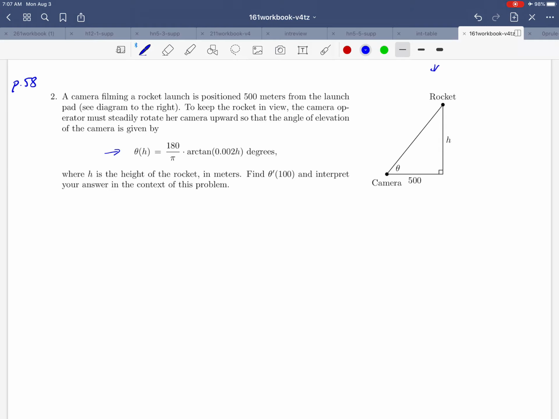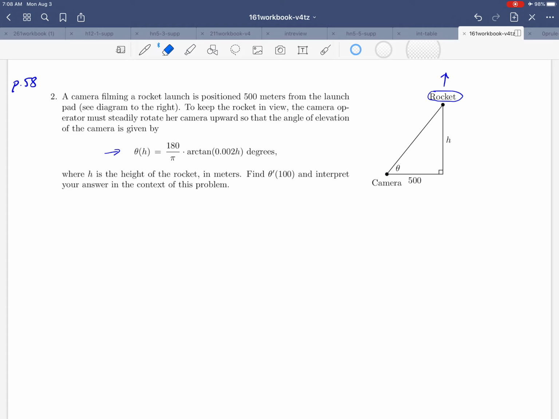Before we get into the details of taking that derivative, let's go back to the picture to the right for a minute. We've got the rocket sitting here, and that's rising. Notice that as the rocket goes up, this angle between the ground and the line of sight up to the rocket is going to get bigger the higher the rocket goes. So we're trying to calculate the derivative of that angle, which tells us how fast that angle is increasing.